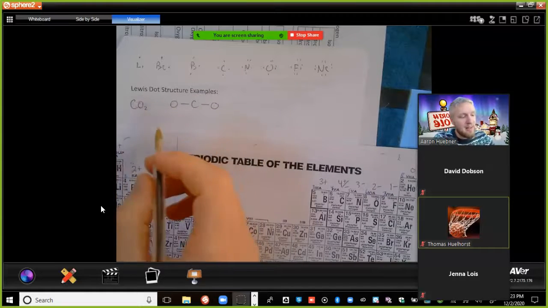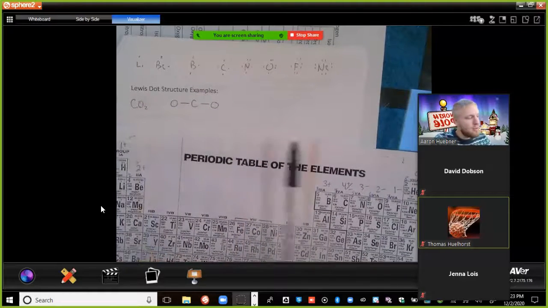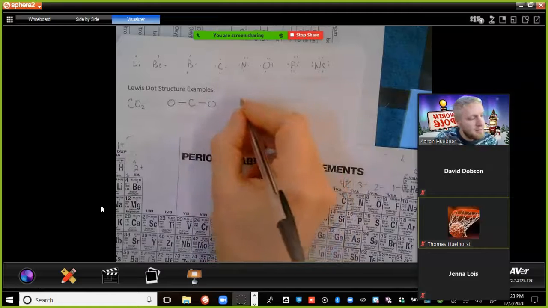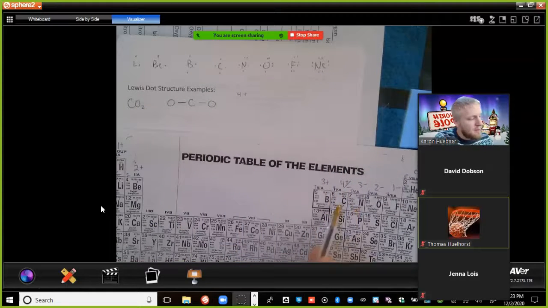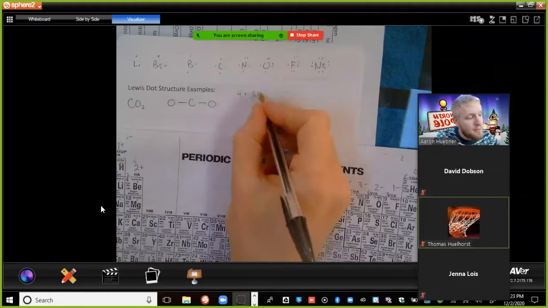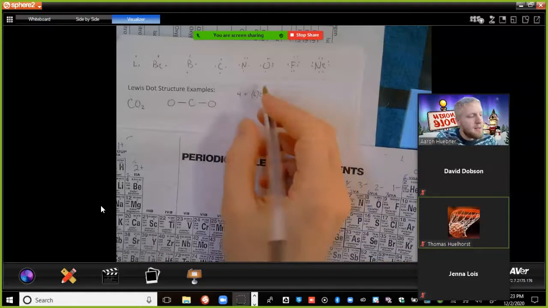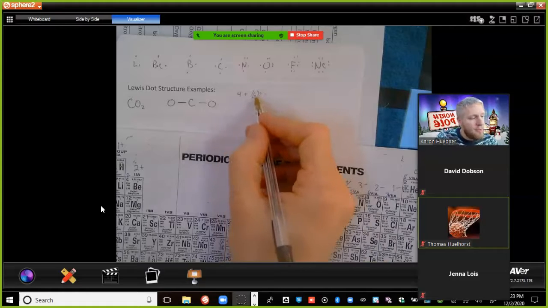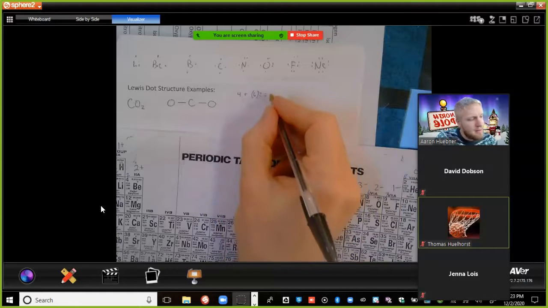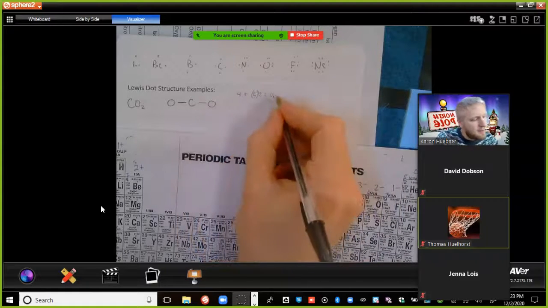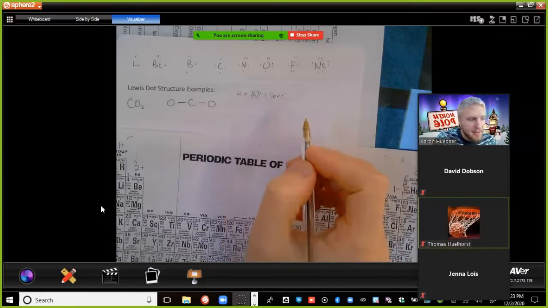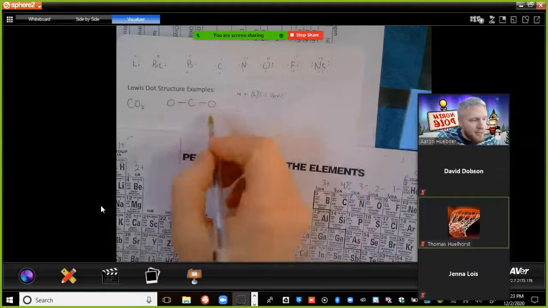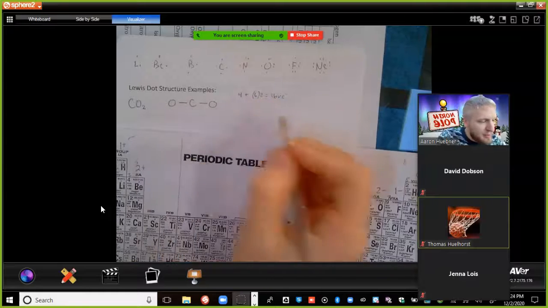I count the valence electrons. I know carbon has 1, 2, 3, 4 valence electrons. And oxygen has 1, 2, 3, 4, 5, 6 valence electrons, but there are 2 of them, so you multiply by 2, and this is going to give me 12 plus 4 is 16 valence electrons. That's just my shorthand for valence electrons. Oh, bummer, I don't think we're going to get to another one. We'll try to finish this one.